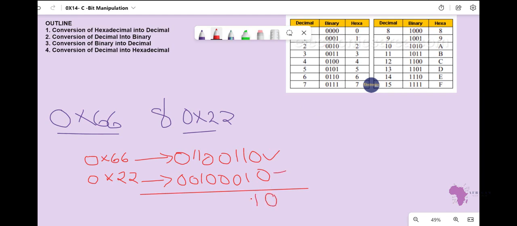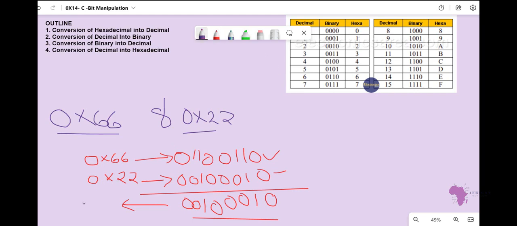1 and 1 we have 1. 1 and 0, 0. 0 and 0, 0. 0 and 1 and 1, 1. 0 and 1, 0, 0. So we'll have something like this. So let's convert it back to hexadecimal value. How do we have that?